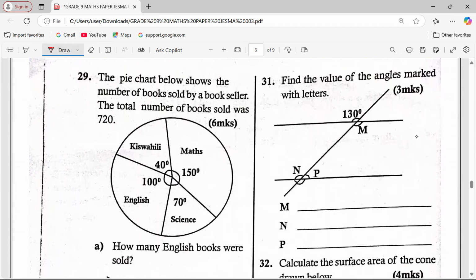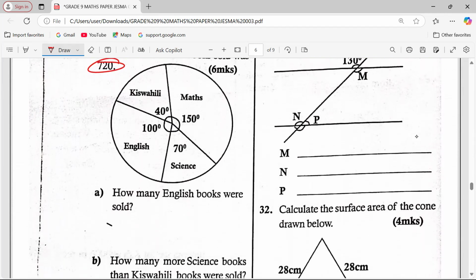We are now at number 29. This is a question on statistics, representation of data on a pie chart. The pie chart below shows the number of books sold by a bookseller. The total number of books was 720. We can see now the pie chart.